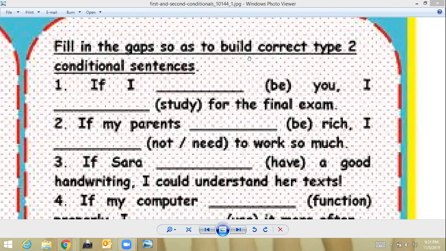Volunteer for the first one. If I were you, I will study for the final exam. Okay, now listen to this. When you're using the second conditional, remember that you are speaking about something that is not true. So the structure that you're using has to be in past. Now the complement needs to be would and could, because would and could are hypothetical. They're not true. So if I were you, I would study for the final exam. Very good.